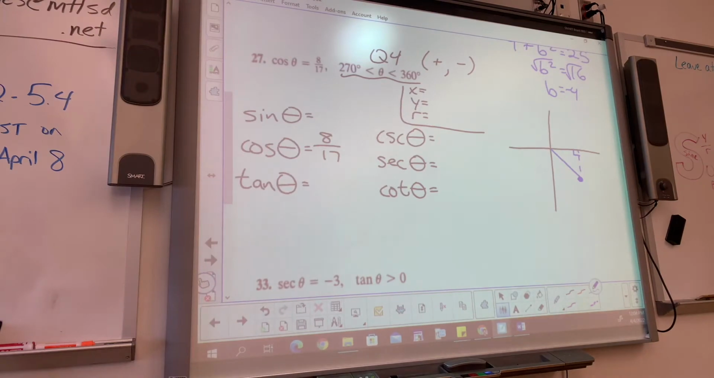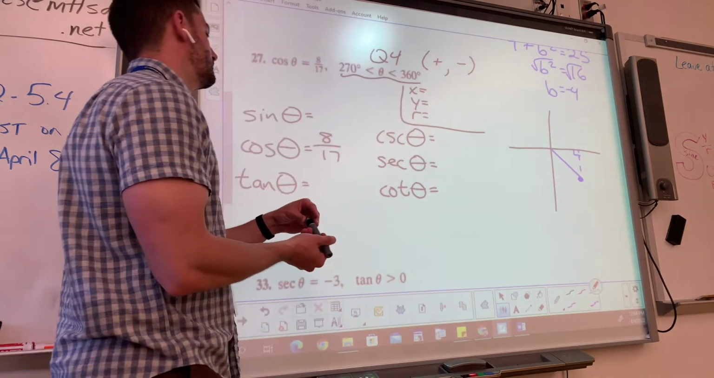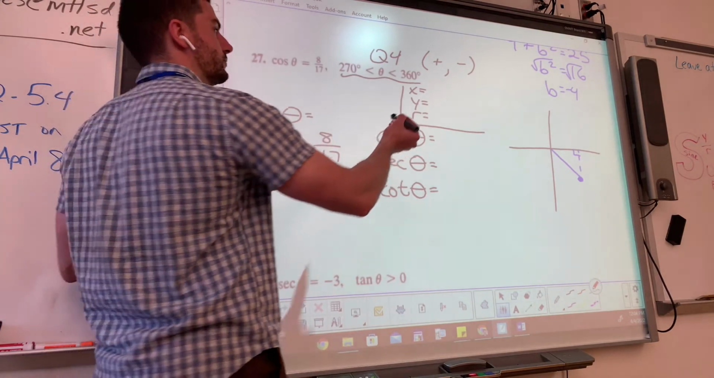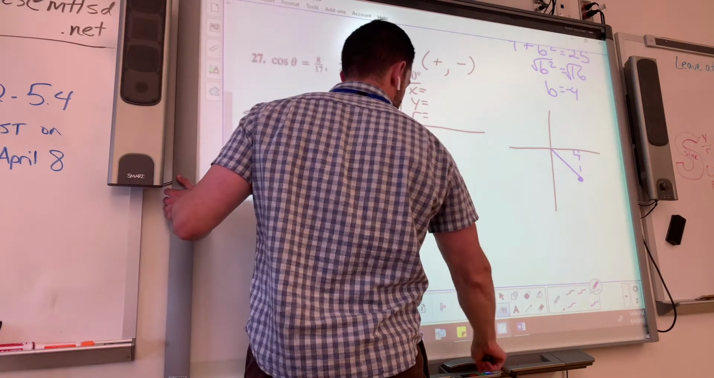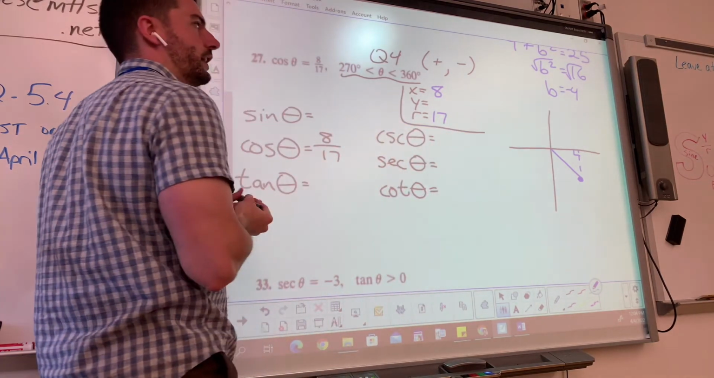All right. What did you guys find? So we use 8 and 17, just like the last one, right? 8 is my x value, 17 is my r value, and then for y, we found what?